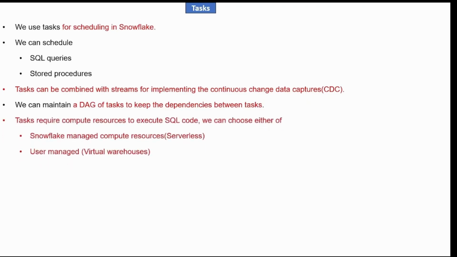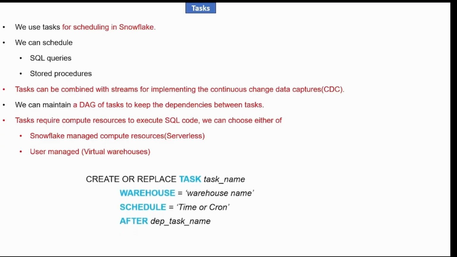A task requires compute resources to execute SQL, and we can choose either of them. If we mention the warehouse, then it will be user managed, and if we don't mention the warehouse while creating the task, it will be Snowflake managed. Okay, and this is the syntax for creating a task. Let's see a task in action.